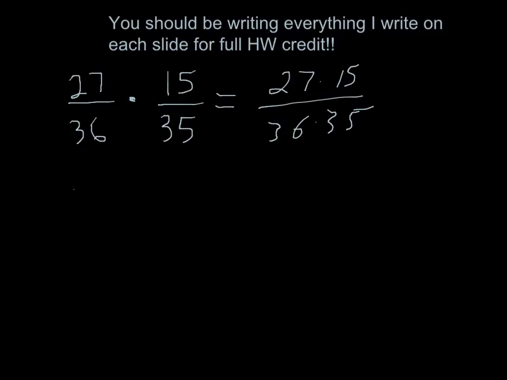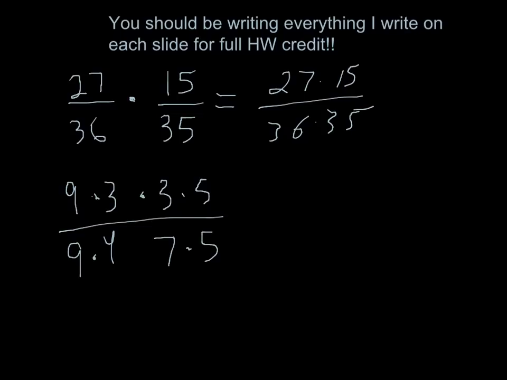So 27 again is 9 times 3. And 15 is 3 times 5. 36 is 9 times 4. And 35 is 7 times 5. Now, anybody that can reduce on top and bottom can, as long as all parties are connected by multiplication, which they are. So 9 reduces over 9 down to 1, and 5 reduces over 5 down to 1.